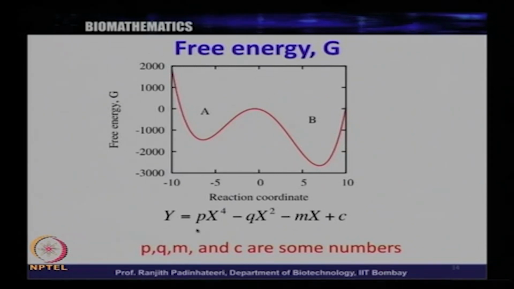So, take these different numbers for p, q, m and c and try plotting this, and you should be getting this kind of a curve for some values of p, q, m and c. What we should learn from this is that another curve in free energy, called free energy, that we see in thermodynamics and in biology, can be obtained as a combination of x power 4, x square, x, etc. So again, a combination of these functions can give you another curve that you are familiar with.